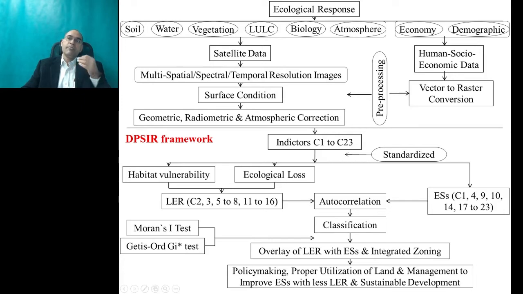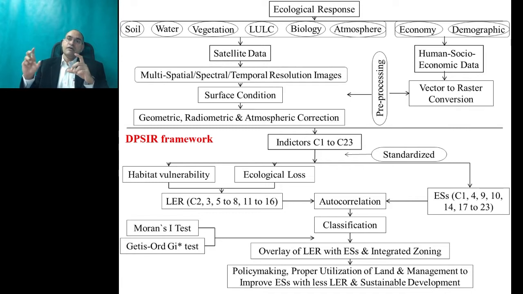Our target is always that risk will be less and ecosystem services will be high. That is the ideal and good situation. Everywhere, all governments want their region to have low land ecological risk and high ecosystem services. But sometimes it's not possible. So the data is the same, but we change the type of information here.